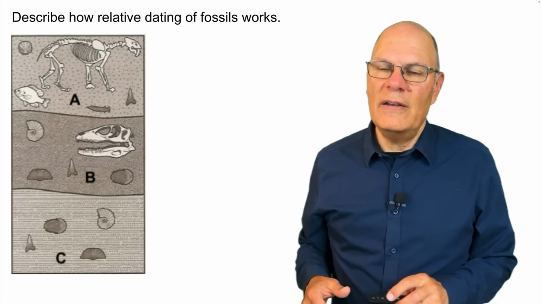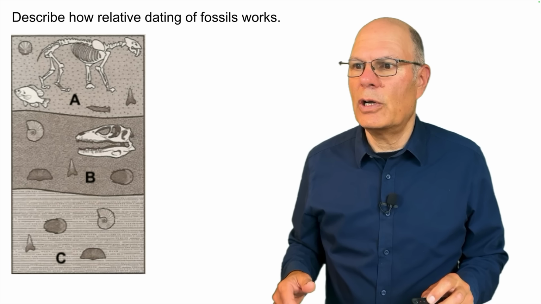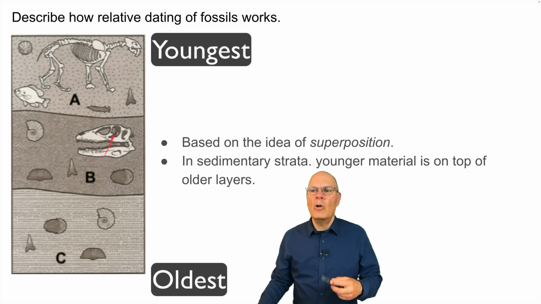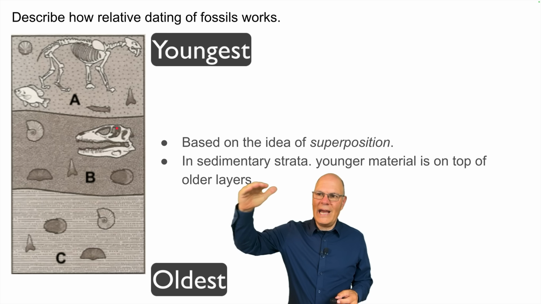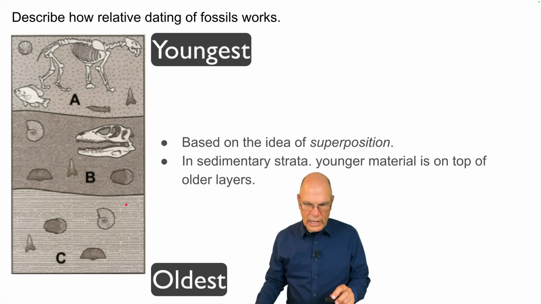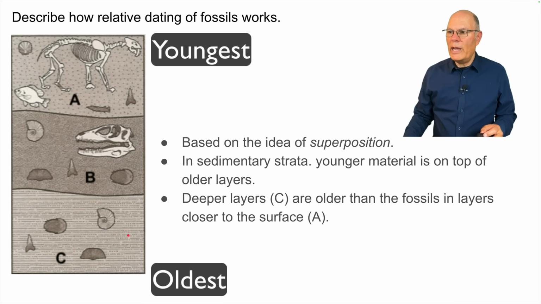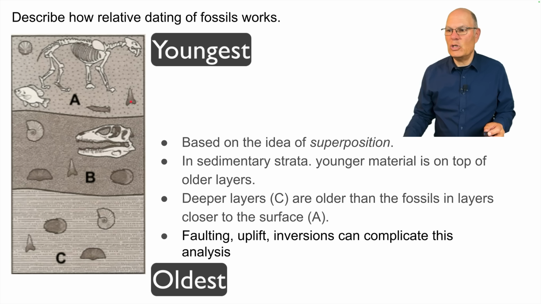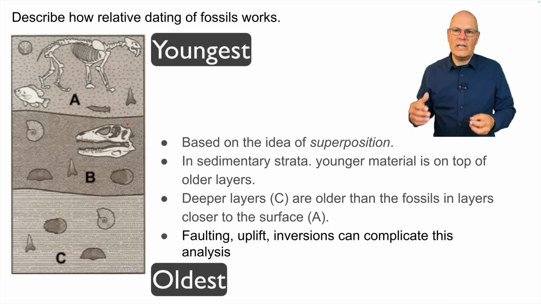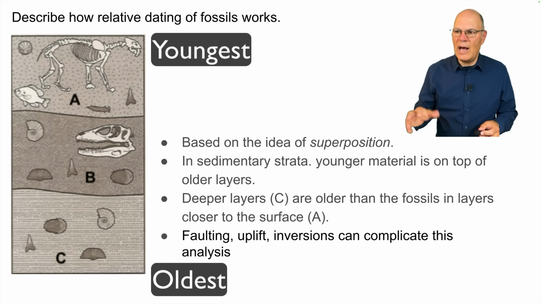What is relative dating of fossils? How does it work? It's based on the idea of superposition. The idea is that in rocks that are sedimentary, that are laid down layer by layer, the younger material is on top of the older layer. So this would be younger over here, and this would be older down there. The deeper layers are older than the fossils in layers closer to the surface. That's superposition. But because the Earth is complex, and because there are earthquakes and volcanic eruptions, there's faulting, uplift, and inversions that can complicate this analysis.